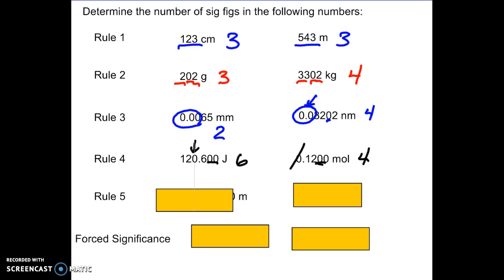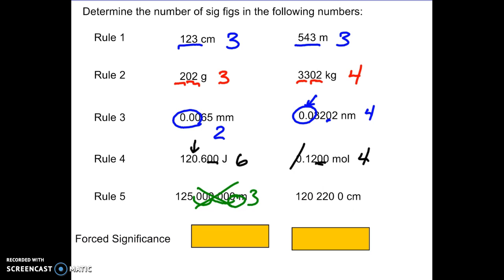Rule number 5: zeros at the end of the number and to the left of where the decimal point should be are not significant. For instance, with this number, 125 million meters, these zeros are at the end of the number and to the left of where the decimal point should be. Notice there is no decimal point shown there, so we cannot assume that. So these zeros are not significant, but are important for placeholding. So this is 3 significant figures.